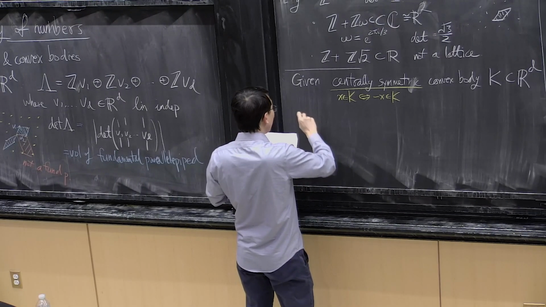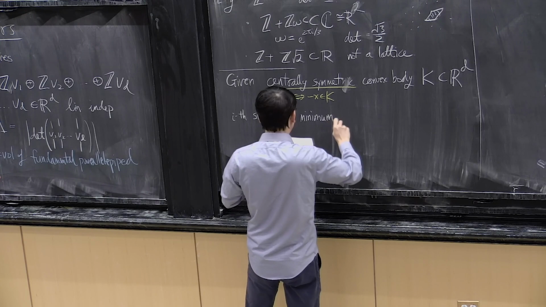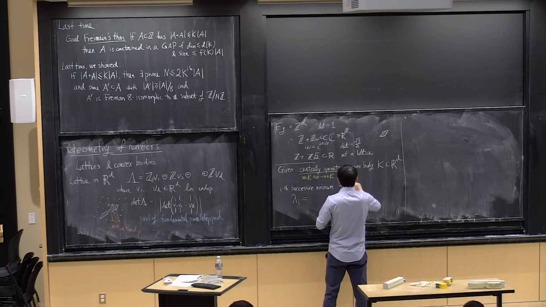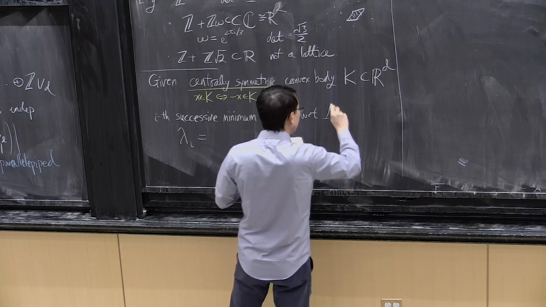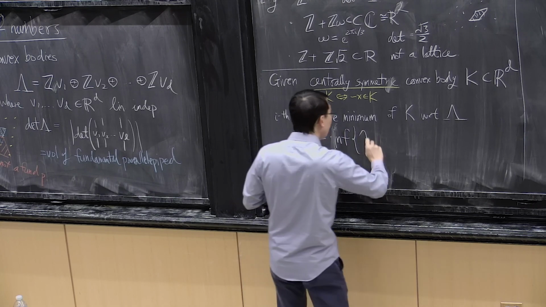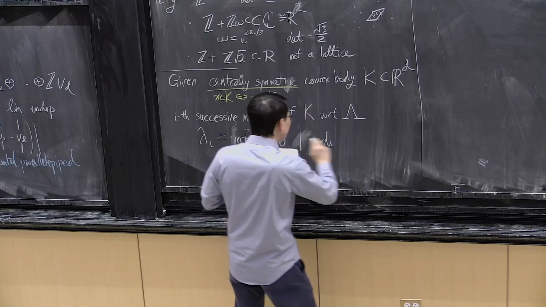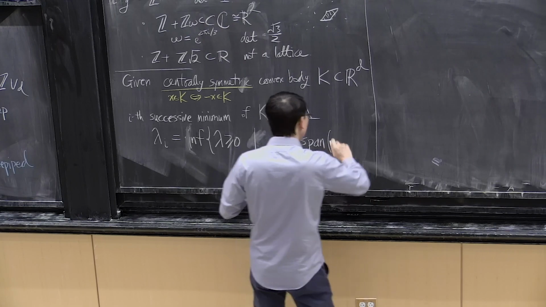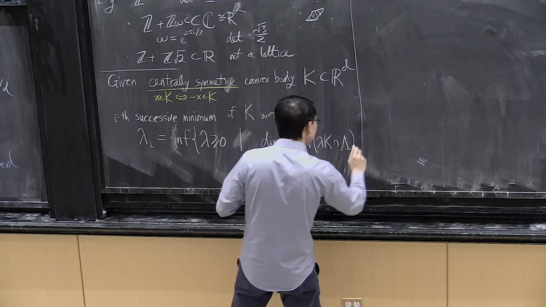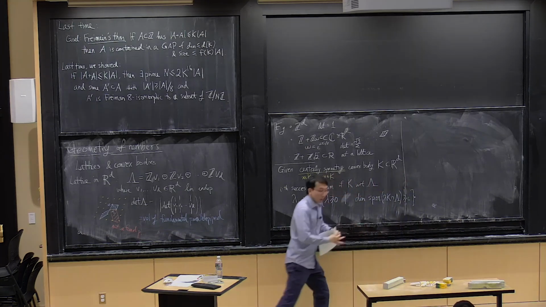Let me define the ith successive minimum, lambda_i, of K with respect to the lattice to be the infimum of all non-negative lambda such that the dimension of the span of the intersection of lambda K and the lattice has dimension at least i. Okay, so let me explain.